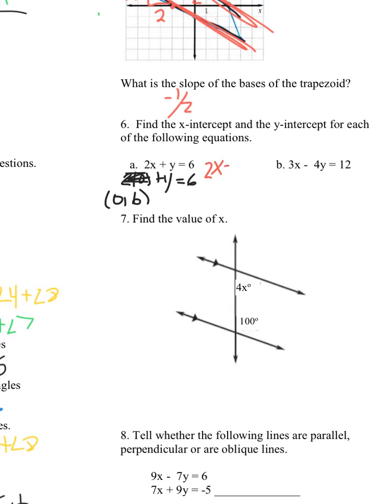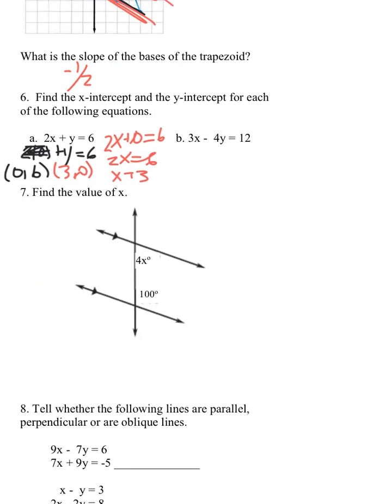Then plug in 0 for y. 2x equals 6. Divide by 2, x equals 3. So your x-intercept is (3, 0). Right? And that's all you're doing. Plugging in zeros, once for x, once for y. Right? Pretty simple idea.